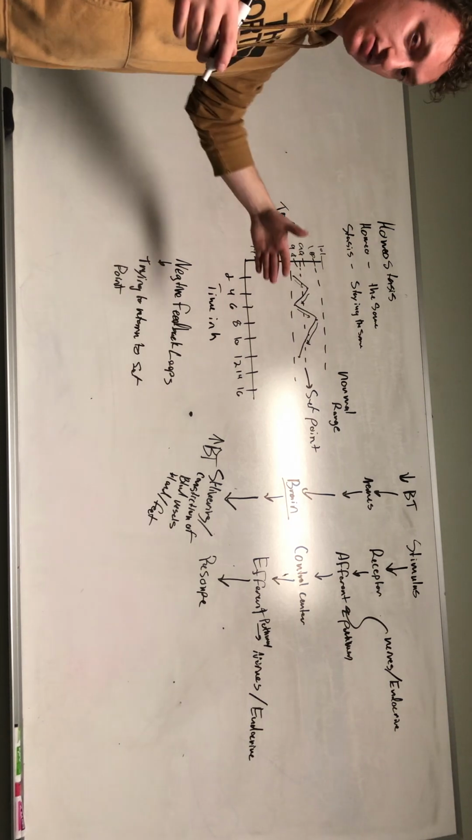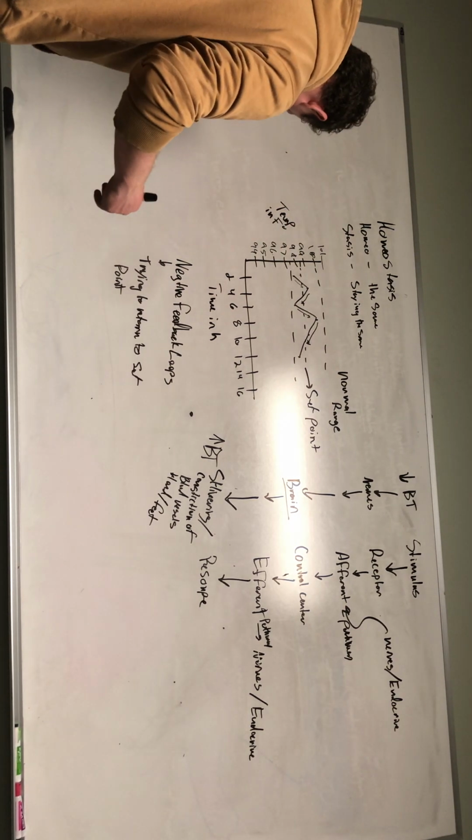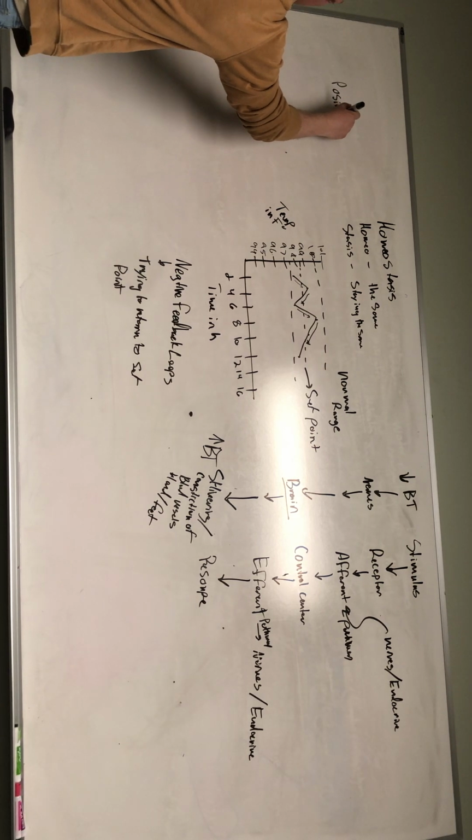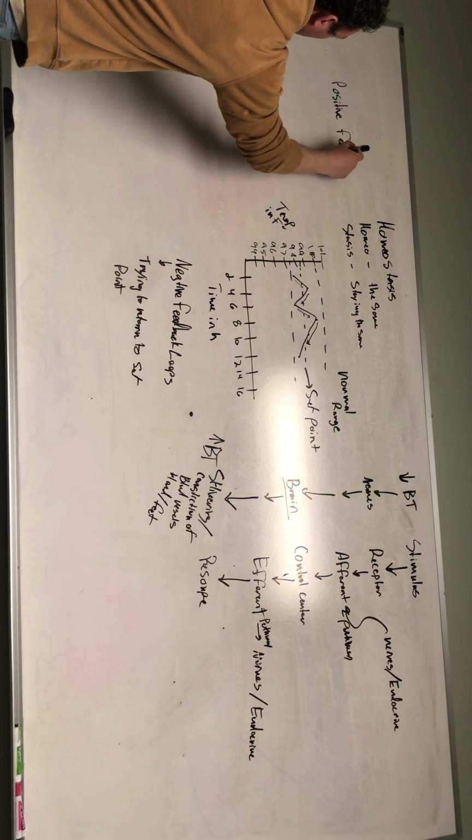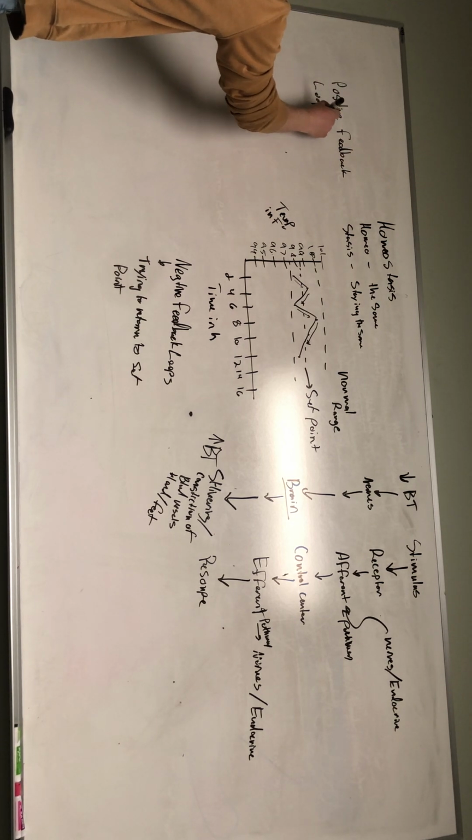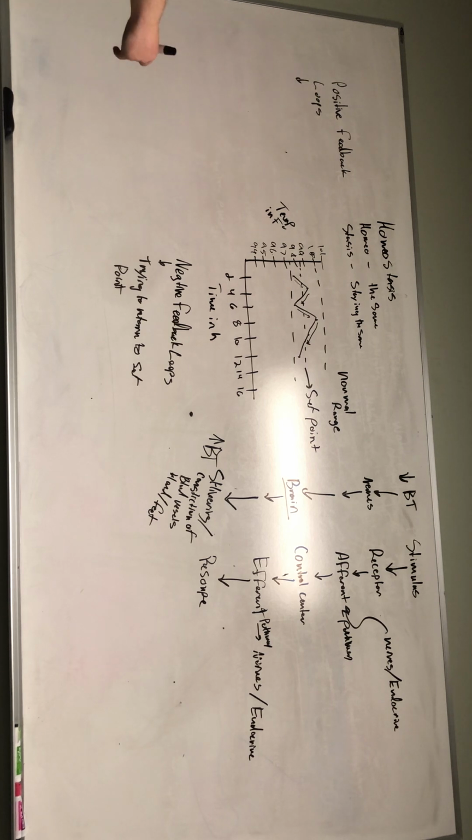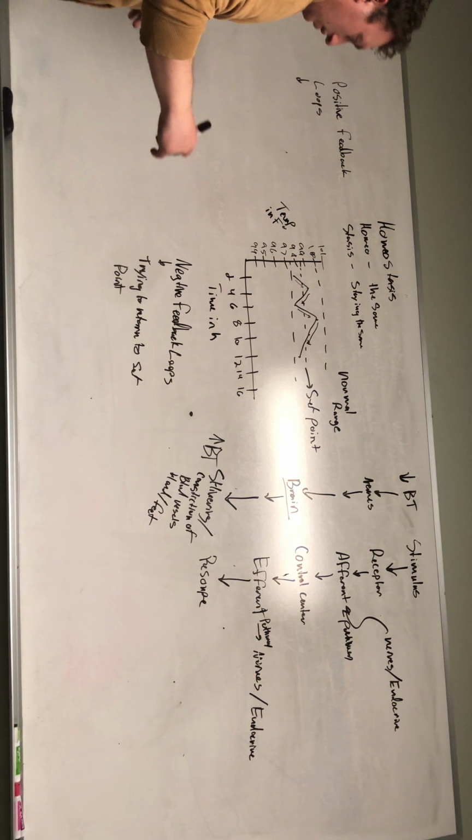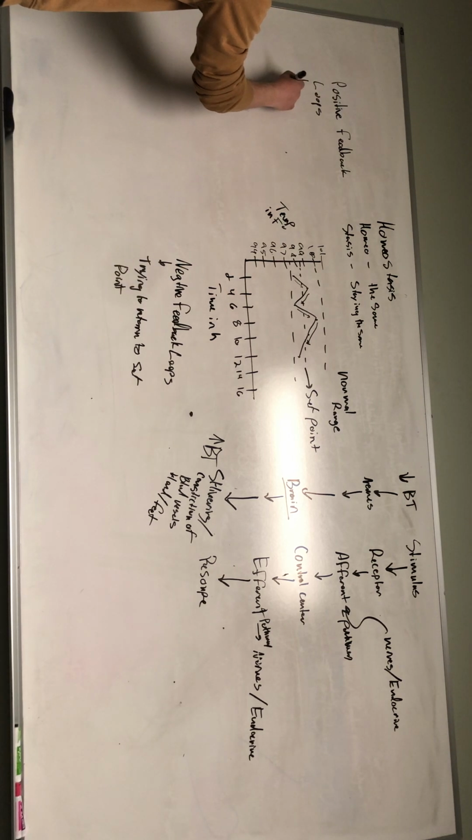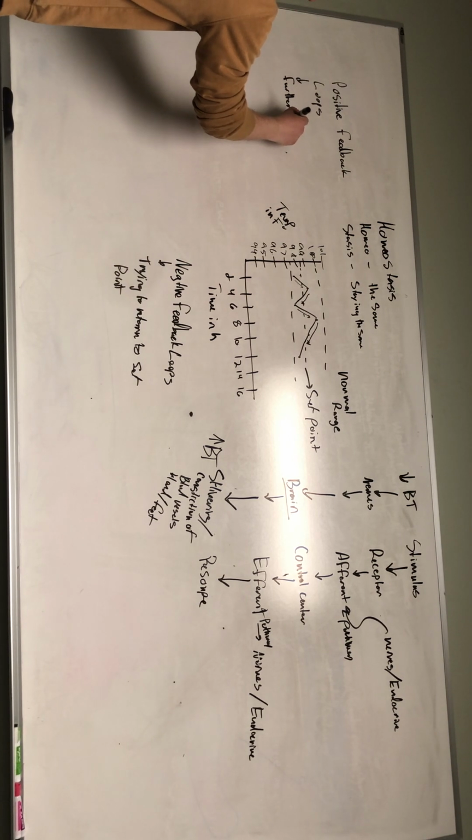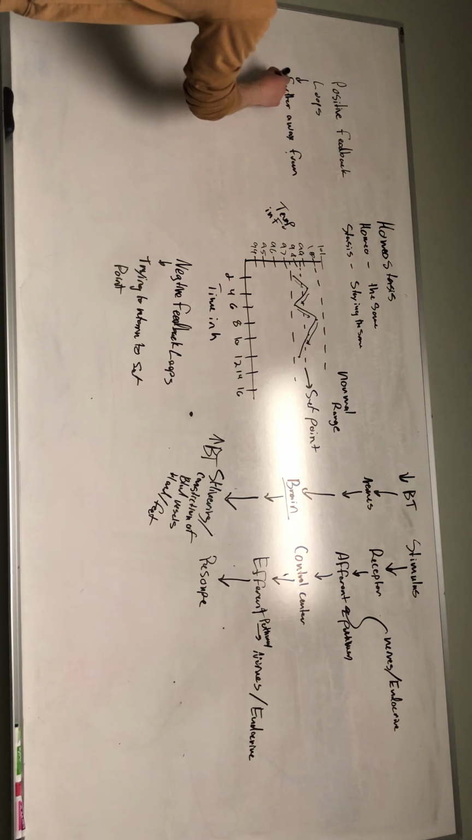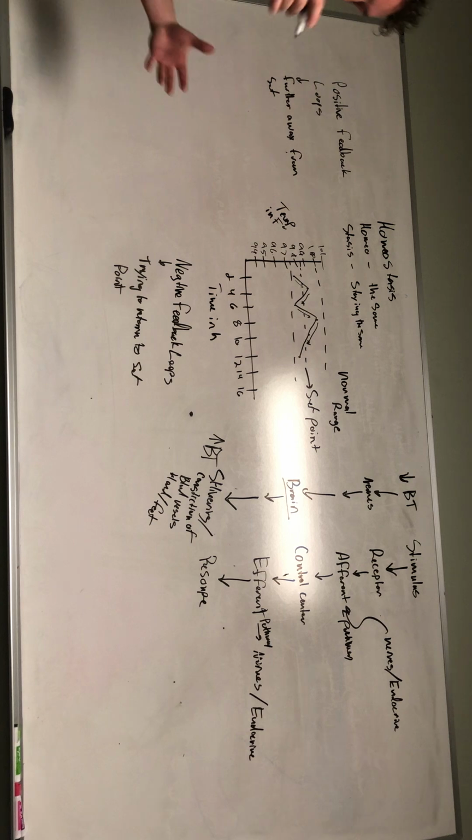Now you have negative feedback loops. You also have positive feedback loops. Positive feedback loops are a little bit different. So this is trying to get back to the set point. This is when it gets further away from the set point.